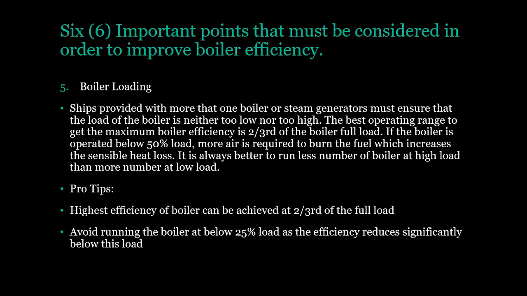Ships provided with more than one boiler or steam generator must ensure that the load of the boiler is neither too low nor too high. The best operating range to get the maximum boiler efficiency is 2/3 of the boiler full load. If the boiler is operated below 50% load, more air is required to burn the fuel, which increases the sensible heat loss. It is always better to run a smaller number of boilers at high load than more at low load. Pro tip: the highest efficiency of a boiler can be achieved at 2/3 of the full load. Avoid running the boiler below 25% load as the efficiency reduces significantly below this load.